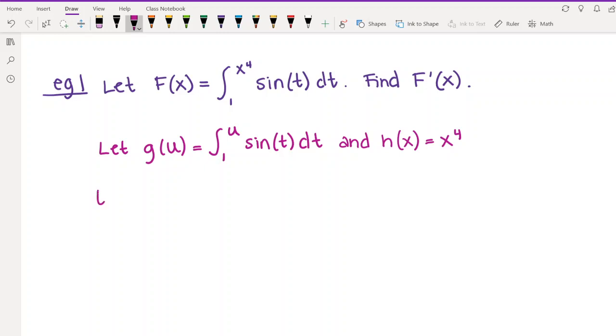So why did I say these two things? Well, what happens now when we compose these two things? So if we do g of h of x.